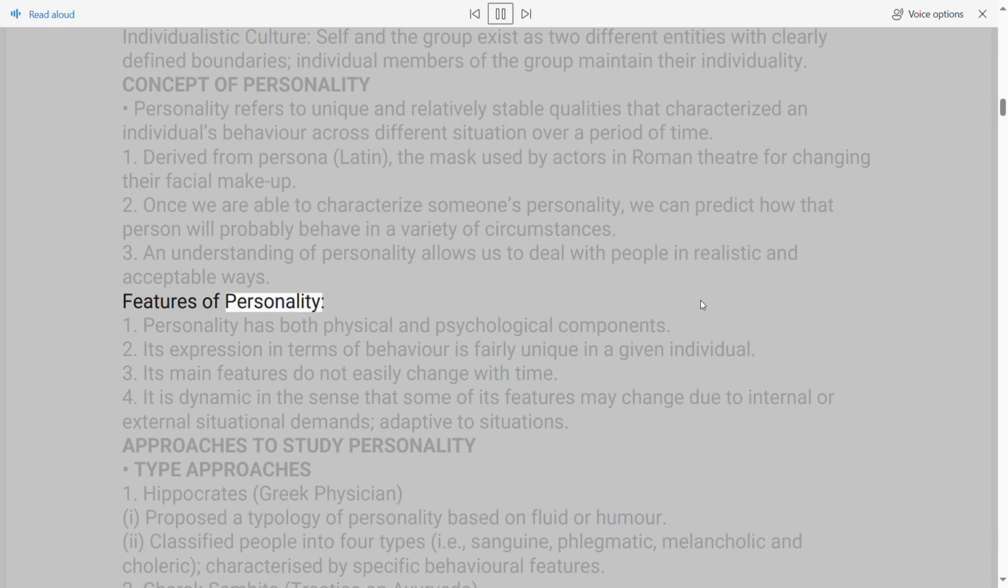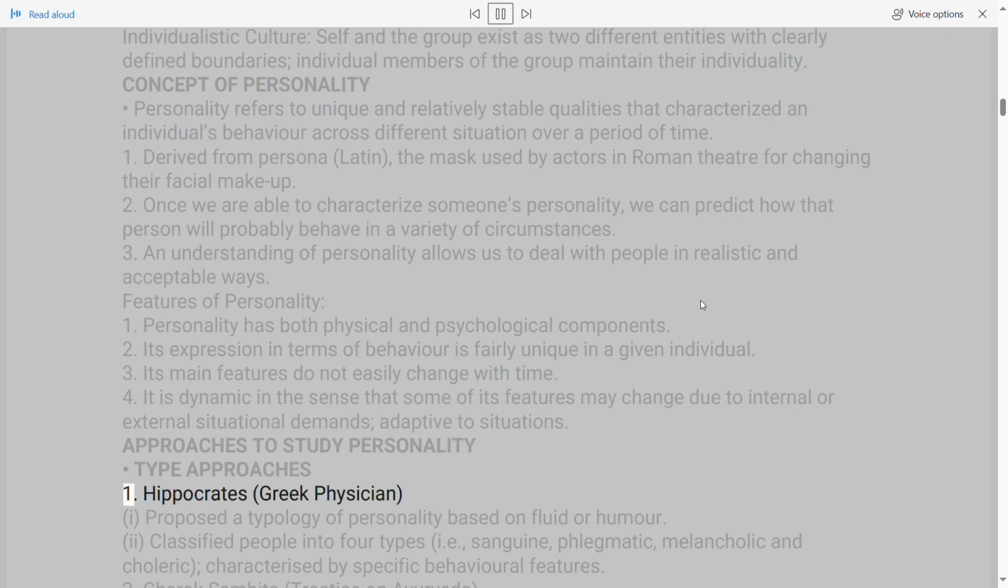Features of personality. 1. Personality has both physical and psychological components. 2. Its expression in terms of behavior is fairly unique in a given individual. 3. Its main features do not easily change with time. 4. It is dynamic in the sense that some of its features may change due to internal or external situational demands, adaptive to situations. Approaches to study personality.